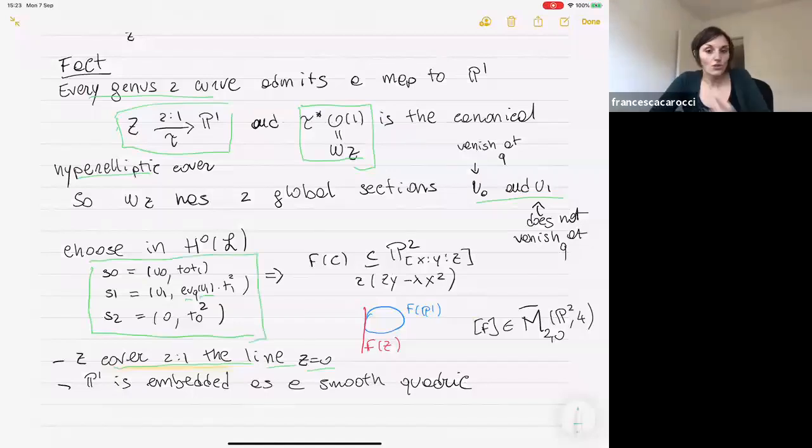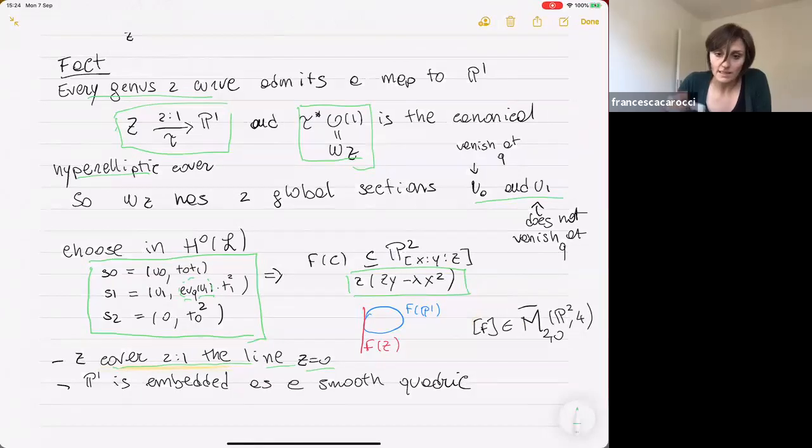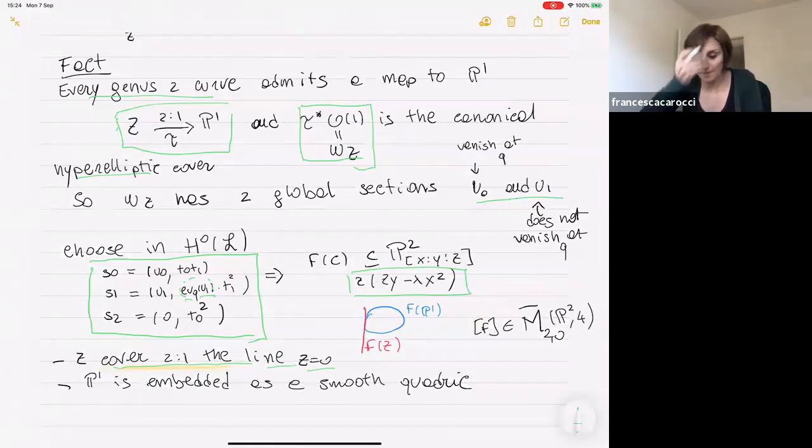Once again, they've been chosen in a certain way; this coefficient here is just to make the gluing possible, it's some number. And if I now look at the image of my map, what I obtain is the union of a smooth quadric, which is the P1 being embedded as a smooth quadric in P2, and a line, which is the image of the genus 2 curve. And the map from the genus 2 curve to this line is this 2-to-1 cover we said before. So it's a finite cover.